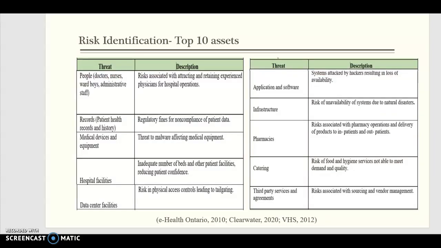So the top 10 assets were identified for the hospital, and they are the people, the records, medical devices, hospital facilities, data center facilities, application and software, infrastructure, pharmacies, catering, and third party services and agreements. Once these assets were identified, then the threats against these assets were also identified, and I've mentioned them against those.